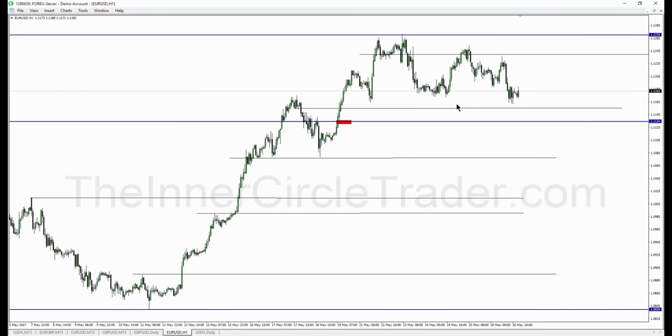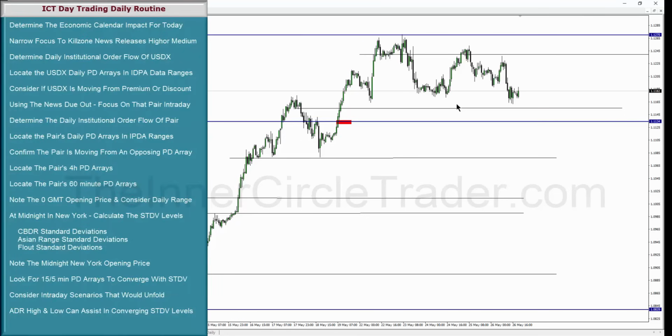The routine is in summary form, as you see here. Everything we do here in this list is one step at a time. We break it down and we look at all of those elements. When we get to the point where we're looking at a 15-minute time frame, you would be adding the standard deviations for the central bank dealers range, the Asian range, respectively, and the flout. So by having those deviations and also incorporating the average daily range, if there's a confluence of those standard deviations, ADR, and a PD array on a 15-minute basis, or the 60-minute or 4-hour PD arrays, then you know there's a high probability for price to want to expand higher or lower to those respective levels.